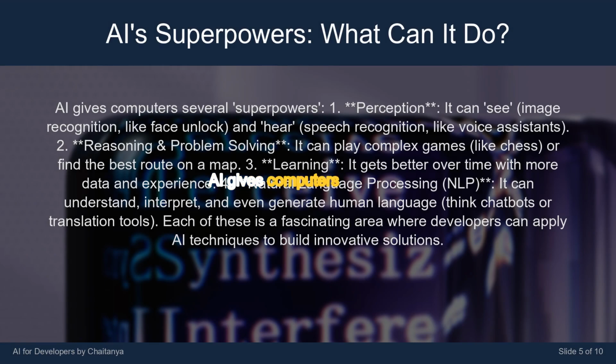AI gives computers several superpowers. 1. Perception. It can see, image recognition, like face unlock, and hear, speech recognition, like voice assistants. 2. Reasoning and problem solving. It can play complex games, like chess, or find the best route on a map. 3. Learning. It gets better over time with more data and experience.